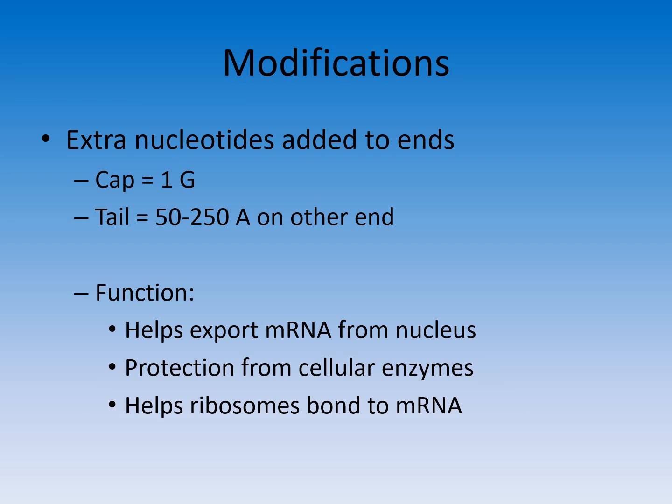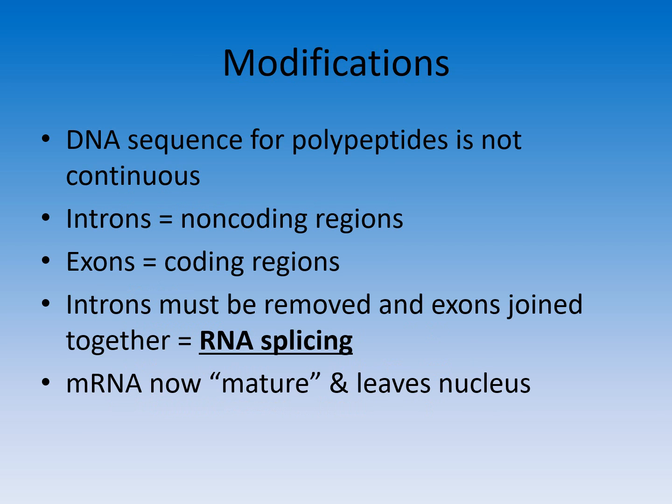The first thing is you have to add some extra nucleotides to the end. You have to add a cap, which is a guanine on one end, usually just one. And then you have to add what we call the tail, which is anywhere from 50 to 250 adenines on the other end. So you're adding nucleotides on either end of the mRNA. Why are you doing this? Well, it's going to help to transport the mRNA from the nucleus into the cytoplasm. It's going to help protect it once it's in the cytoplasm from all these various enzymes that are present. And it's going to help it basically to bind ribosomes, so your protein synthesis can occur.